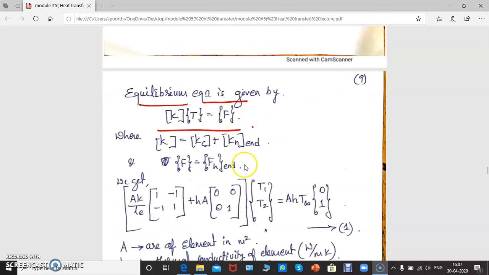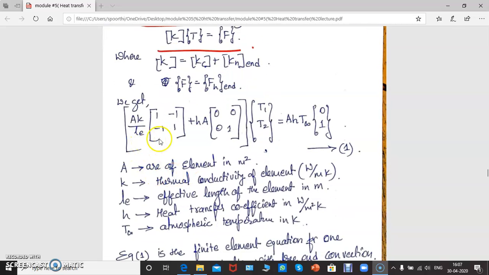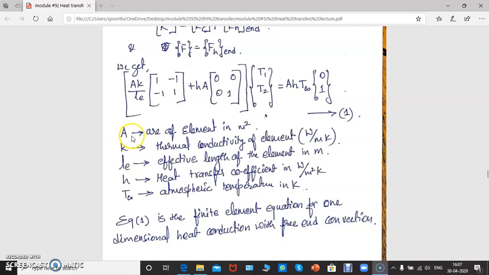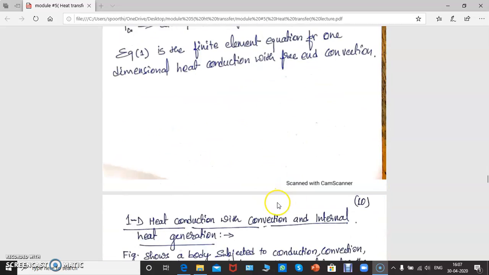Now finally, what is the equilibrium equation? K into T is equal to F. So K is Kc plus Kh end, and F is Fh end. So you put everything together, T1, T2. This is the final equilibrium equation which is known to you already, and these are the parameters that we use and the required units. Now equation 1 is the finite element equation for one dimensional heat conduction with free end convection. So this is one case that we are going to consider.